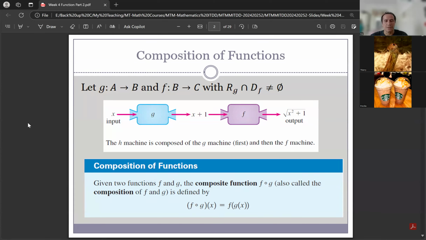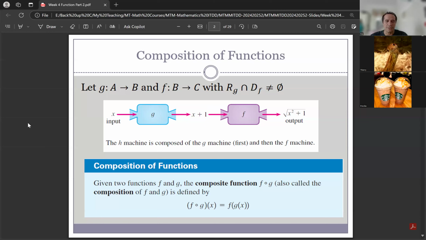We have more than one function. In this slide, we have two functions, g and f, and the composition says that x is an input and is processed by g to become x plus 1, followed by f processing x plus 1 to become the square root of x squared plus 1.